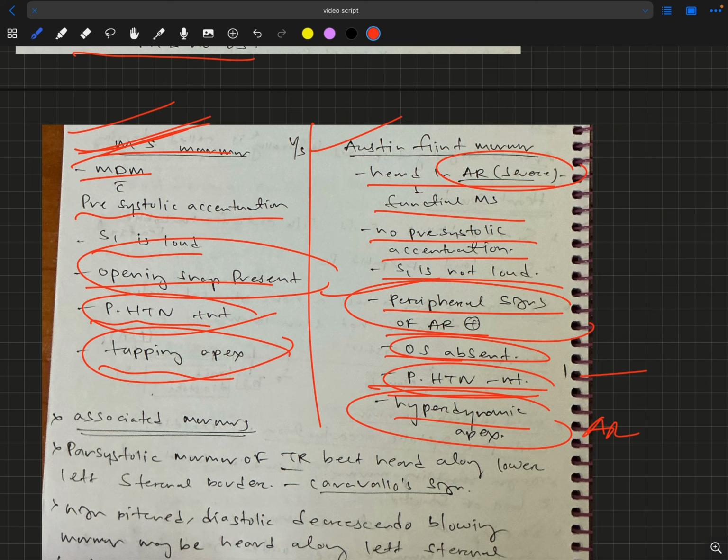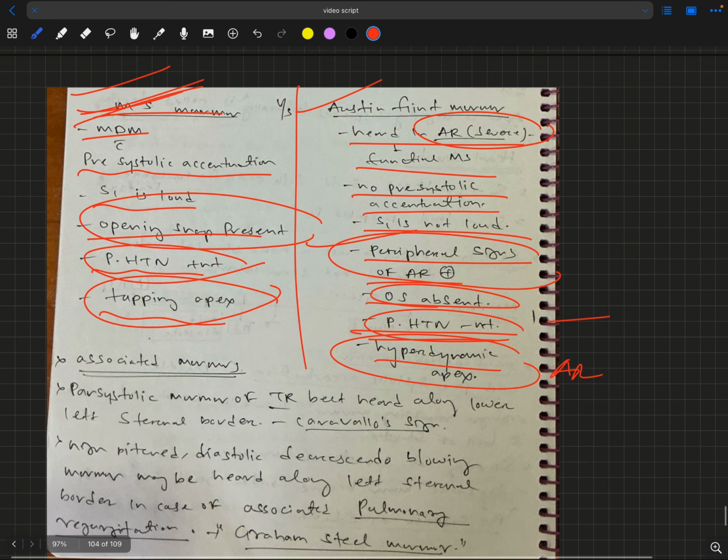So these are the differences between the MS murmur and the Austin Flint murmur. Both are mid-diastolic murmurs. MS has, along with the mid-diastolic murmur, pre-systolic accentuation, loud S1, opening snap, pulmonary hypertension, and tapping apex. Austin Flint murmur is heard in case of functional MS or severe AR: no pre-systolic accentuation, no loud S1, no opening snap, pulmonary hypertension is absent, there is a hyperdynamic apex due to aortic regurgitation, and peripheral signs are present, as in aortic regurgitation.